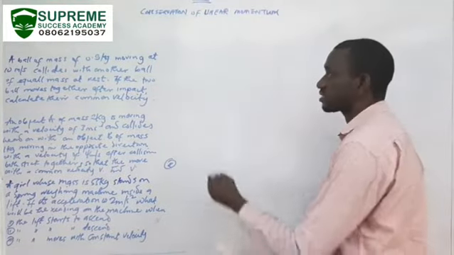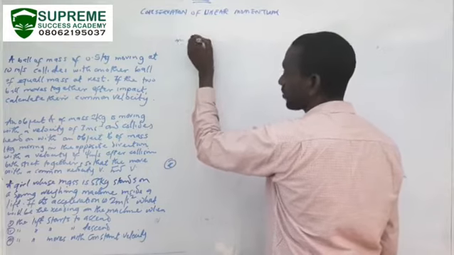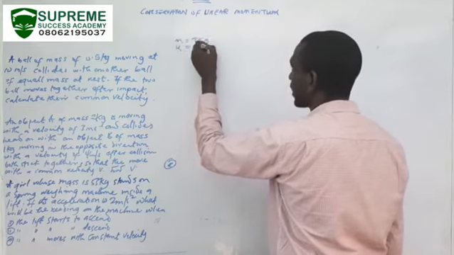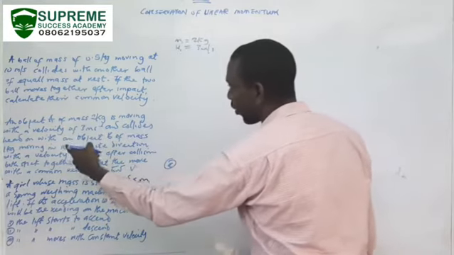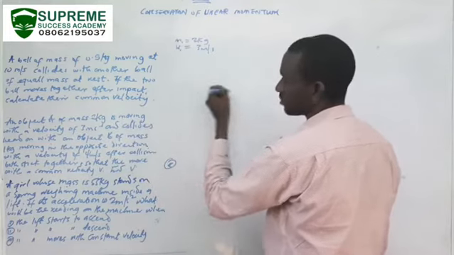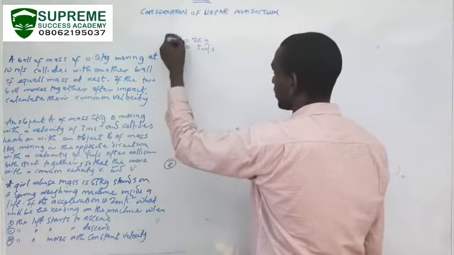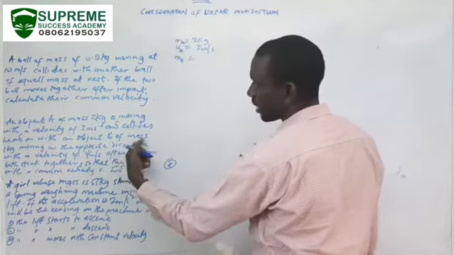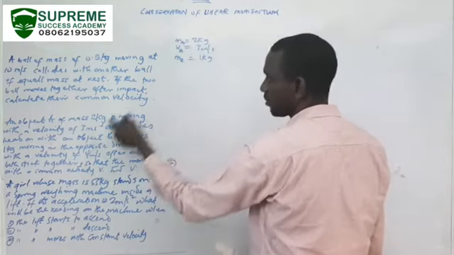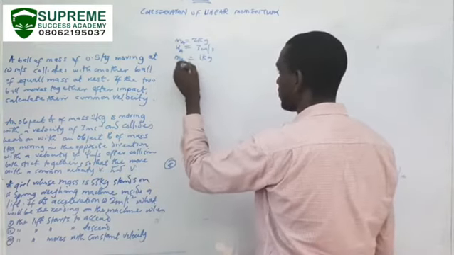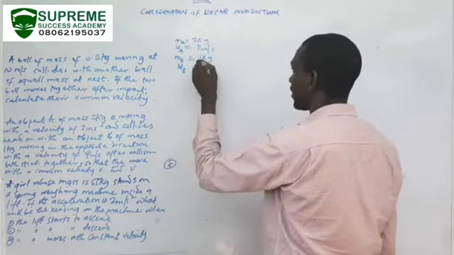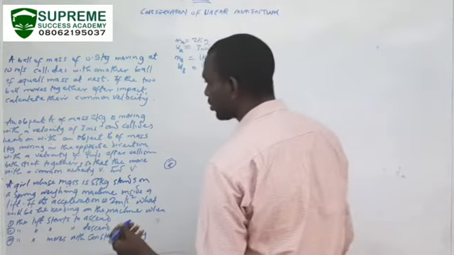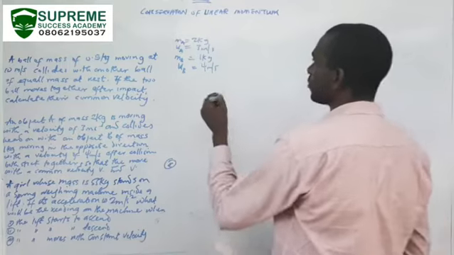So an object A of mass 2 kilograms is moving with a velocity. What is the velocity? 3 meters per second. It collides head-on with an object B. So let's call them MA, UA, and MB. The mass of MB is 1 kilogram, moving with velocity UB, that's 4 meters per second, in the opposite direction. After collision, both stick together and move with a common velocity.